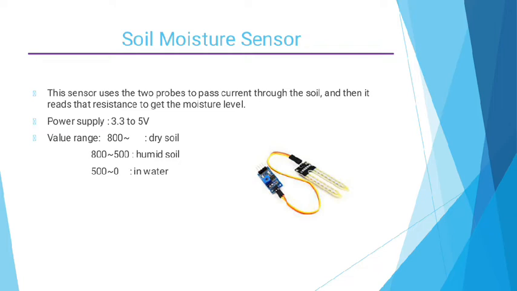We are using a soil moisture sensor to measure the moisture content in the soil. It has 4 pins: VCC, ground, digital output and analog output. The parameters of the soil moisture sensor are power supply 3.3 to 5 volts, value range: 800 and above is dry soil, 800 to 500 is humid soil, and 500 and below is water.